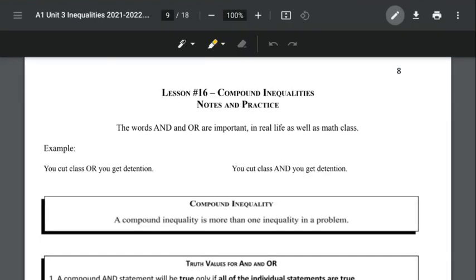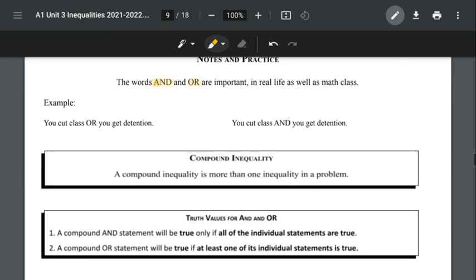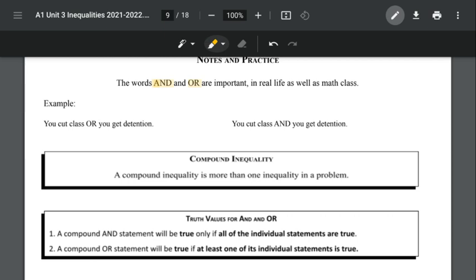So let me get some pen going here. In a compound inequality, as far as words go, we have the word and, or we have the word or. And we're going to just look at a couple real life scenarios so you can hopefully see how they work. So for example, number one: you cut class or you get detention.